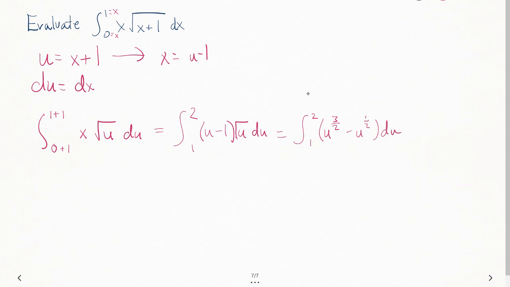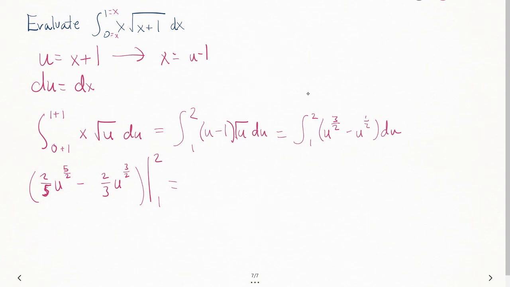So now taking the antiderivative, so notice you get, when you add 1 to 3 halves, you get 5 halves. So u to the 5 halves, but you basically divide by 5 halves, which means you're multiplying by 2/5. Okay, so then minus, this would be u to the, add 1 to 1/2, you get 3/2. But instead of dividing by 3/2, you can just consider that multiplication by 2/3. And so now we want to evaluate this at 1 and 2.